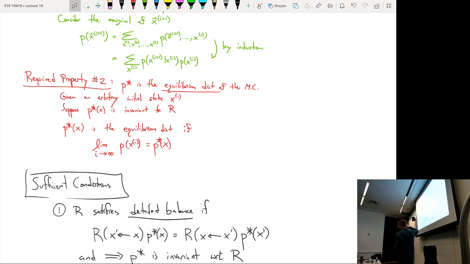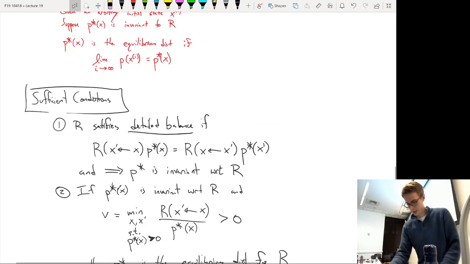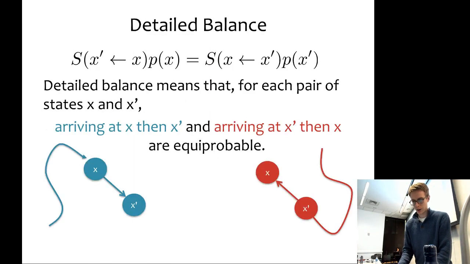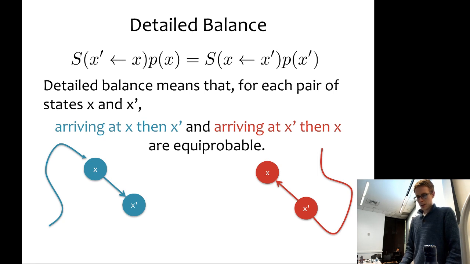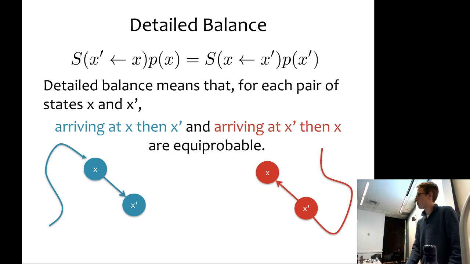And of course, because Gibbs sampling is a special case of Metropolis-Hastings, once you've proved this for Metropolis-Hastings, you've also proved that Gibbs sampling gives you a Markov chain that is a valid way of drawing samples from the distribution that we care about. Okay, so in words, detailed balance just means that for each pair of states, x and x prime, arriving at x and then x prime versus arriving at x prime and then at x are equally probable, right? And so if you can just prove that, then you've successfully shown that Metropolis-Hastings works.